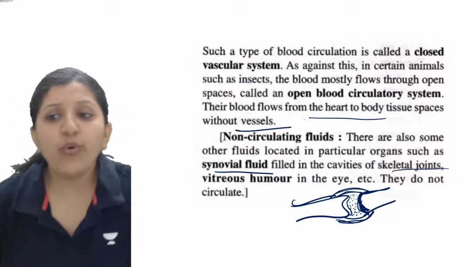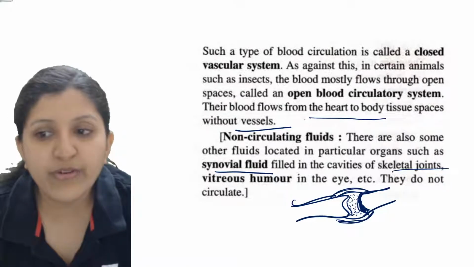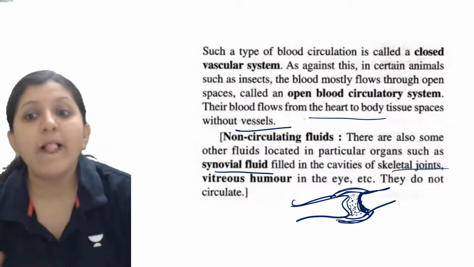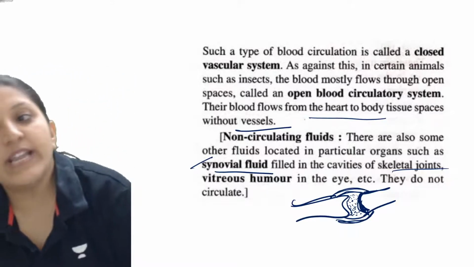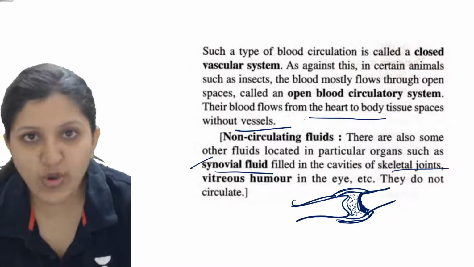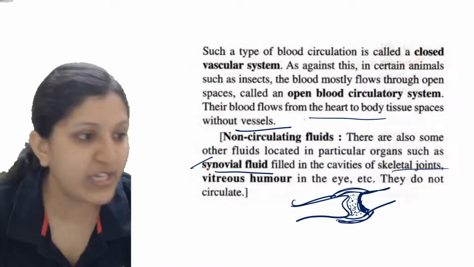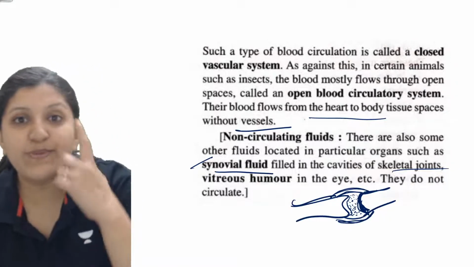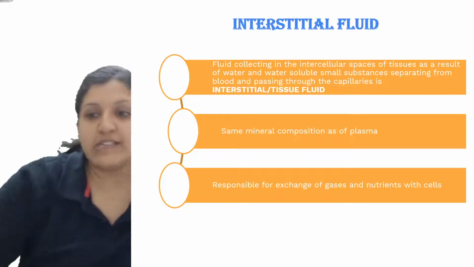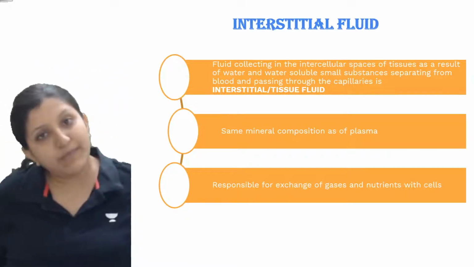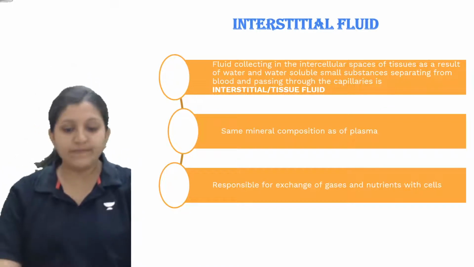Okay, so now there is a fluid which is between the two bones, and that we call the synovial fluid, which is filled in the cavities of the skeletal joints. So now when we mention the vitreous humor, it is present in the eye. Okay, so these are all non-circulating fluids. So here interstitial fluid is mentioned, which is nothing but the tissue fluid itself.